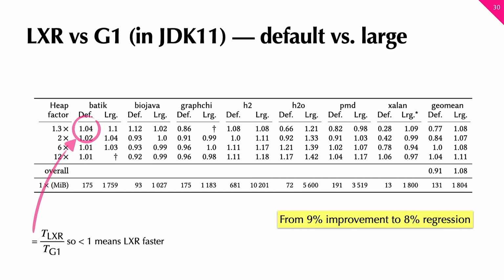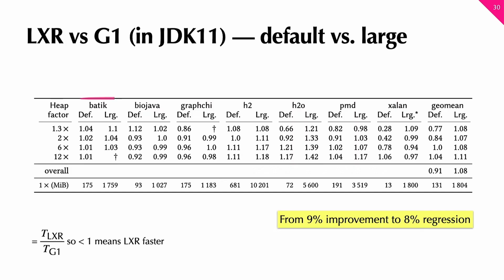So you can think of that as the time it took to perform an iteration divided by the time it took to perform an iteration in G1. So G1 is always going to be at the bottom of all of these figures I'm going to show you, right? So that means that if we have a number that's smaller than 1, then LXR was faster. And if the number is larger than 1, then LXR was slower than G1.